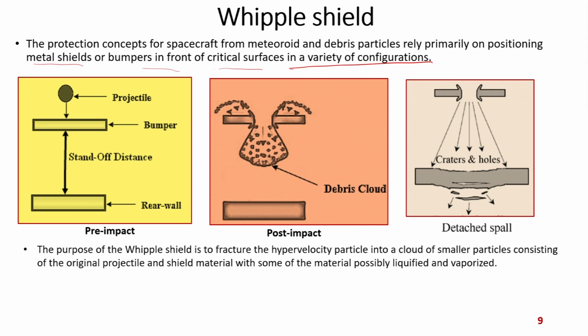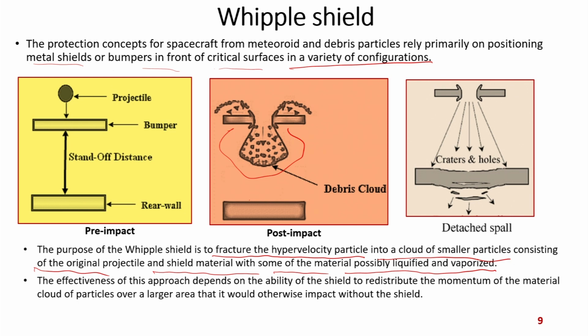So, the purpose of this Whipple shield is to fracture the hypervelocity particle into a cloud of smaller particles, as shown here, consisting of the original projectile and the shield material. Some of the materials possibly can be liquefied or vaporized. Because of that impact and that compression, there will be two types of shock generated. Because of this interaction, it can even be liquefied, or it can also be vaporized.